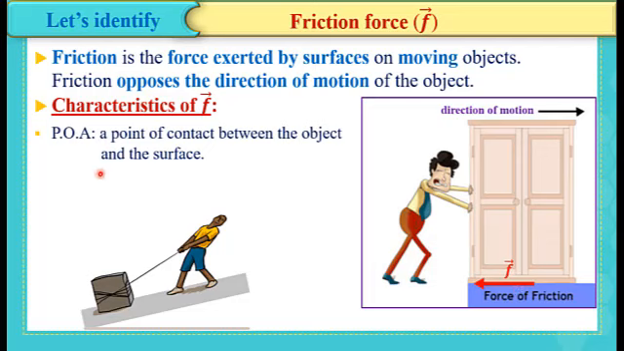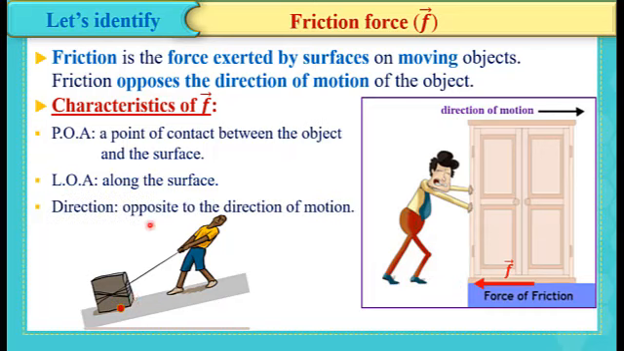The point of application is the point of contact between the object that we have and the surface. The line of action is along the surface. Here the line of action is horizontal, while here the line of action is oblique.